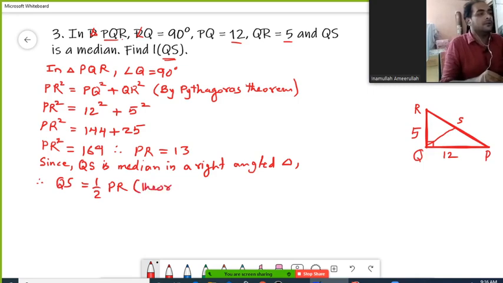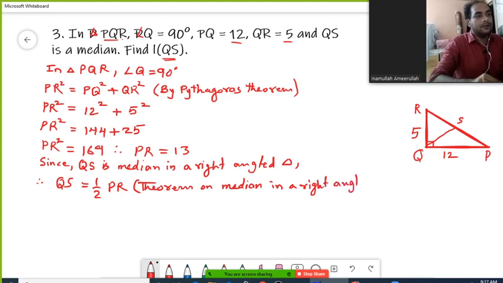Theorem on median in a right angle triangle. You can mention this theorem in different ways. You can say the length of the median is half of the hypotenuse in a right angle triangle, like this.